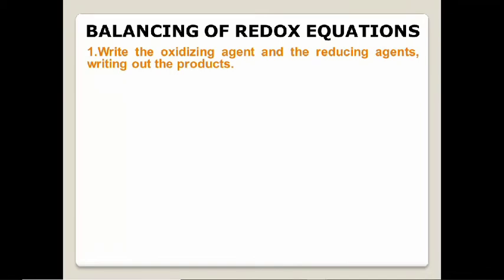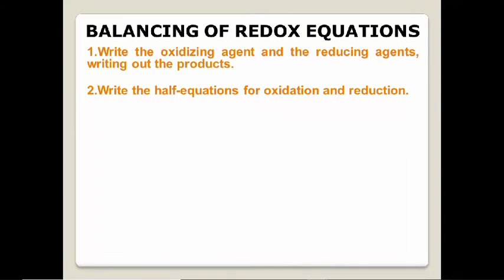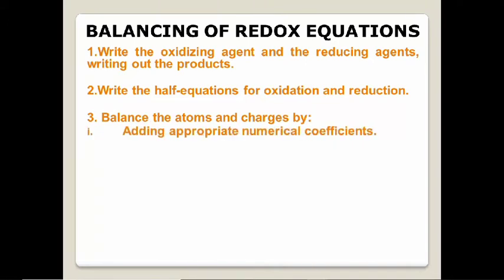We want to learn how to balance redox equations. In balancing redox equations, the first step is to write out the oxidizing agent and the reducing agent as well as their products. And that will lead you to write out the half equation for oxidation and reduction. Then there is a need to balance the atoms first and thereafter the charges. And you have to balance the atoms by adding appropriate numerical coefficients to the element or compound.